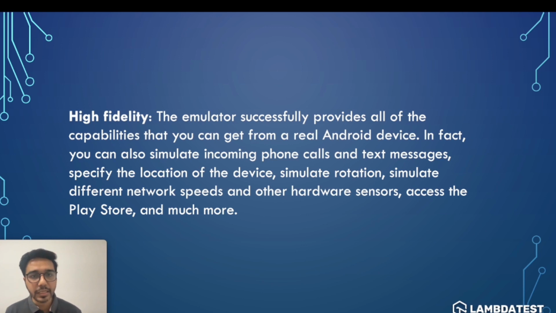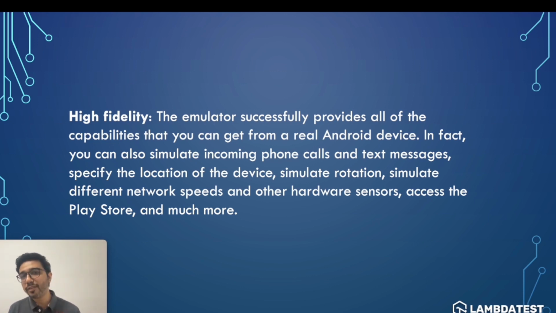The third one is high fidelity. The emulator successfully provides all the capabilities. Yes, this is the important part. Capabilities means, as we have seen, it is giving us the option to use the camera, to go back in our screen, to delete the opened application, to turn off the screen, to go to an application and use it. So those are very important. In fact, you can also simulate incoming phone calls and text messages.